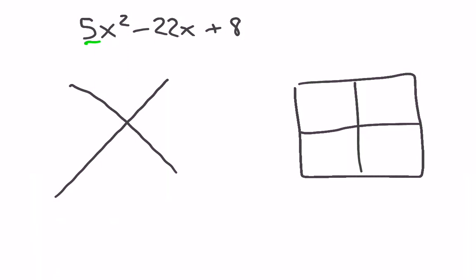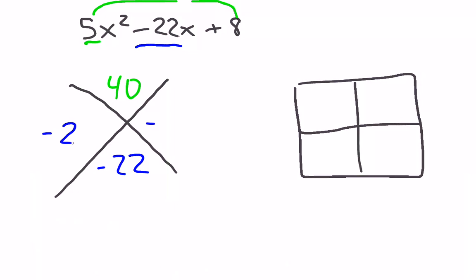So I say what multiplies to 40 and adds to negative 22. Don't freak out because of these big numbers. Usually, if you're getting a big number like this, they're going to do something obvious. Maybe something like negative 2 and negative 20.